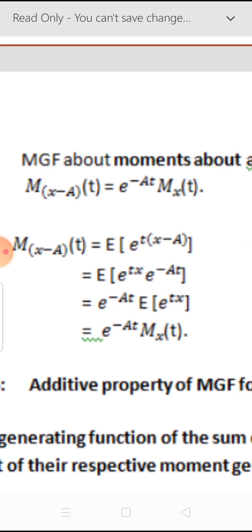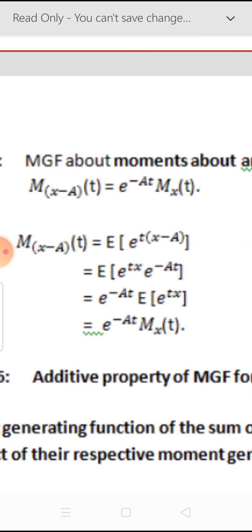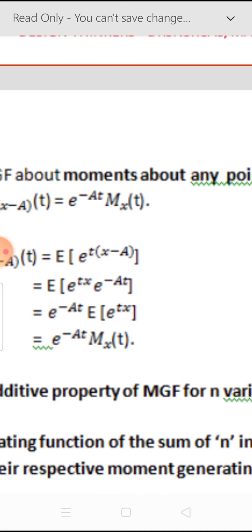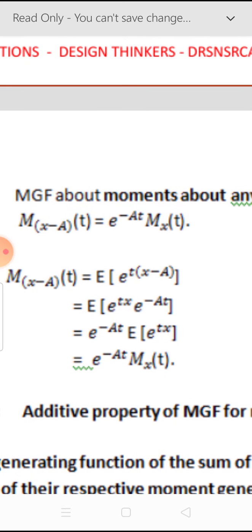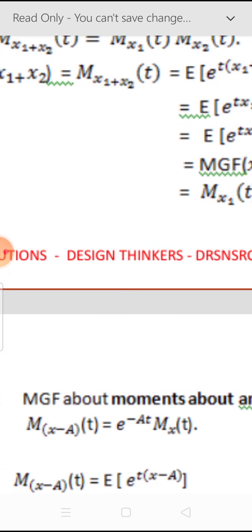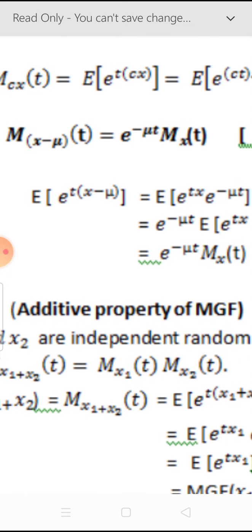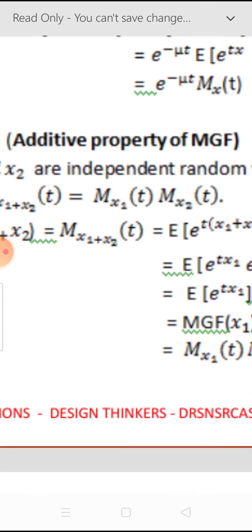And similarly, we can find the moment generating function about any point. So instead of the mean, we take any value. That any value is a, as we have written. The proof is similar to what we have already discussed in the earlier proof about the mean. So here you replace mu by a and we get the same result. That's all.